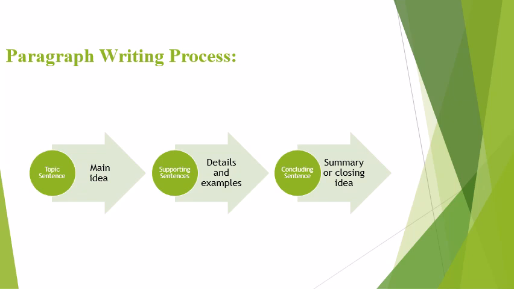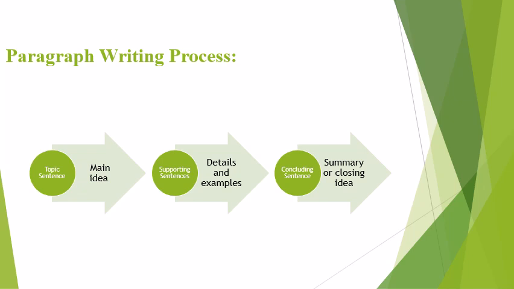As you can see here, the diagram shows the paragraph writing process. It summarizes the main parts of a paragraph, which are a topic sentence, supporting sentences, and a concluding sentence. First, what does it mean, a topic sentence? The topic sentence is the first sentence in the paragraph. It tells the reader what the paragraph will be about. It introduces the main idea and sets the tone for the sentences that follow.